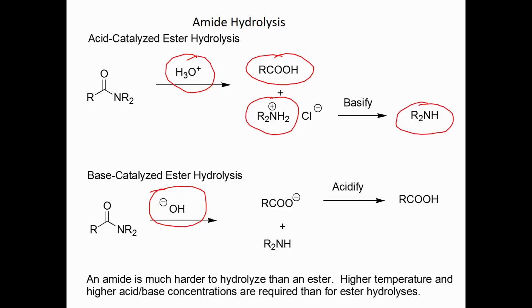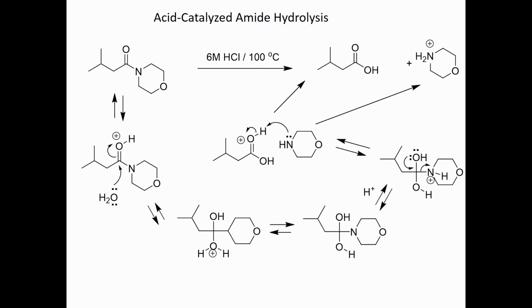The base-catalyzed hydrolysis produces a carboxylate anion and an amine, and if we want to isolate the carboxylic acid, we have to acidify the solution to turn the carboxylate salt back into the carboxylic acid. So it requires higher concentrations of acid or base, and it requires much higher temperatures to do the hydrolysis. Let's look at the mechanism for acid-catalyzed hydrolysis.